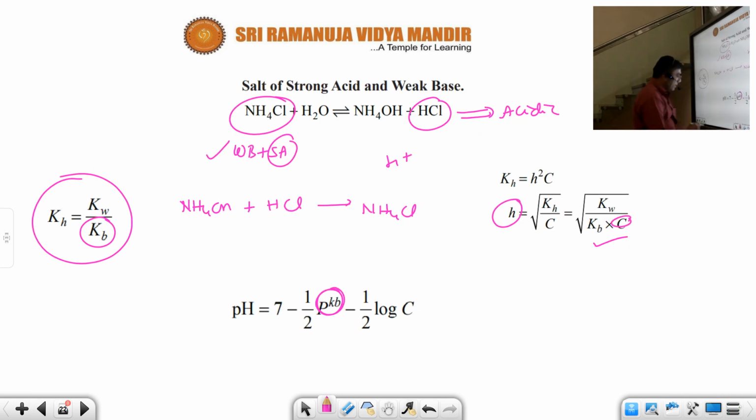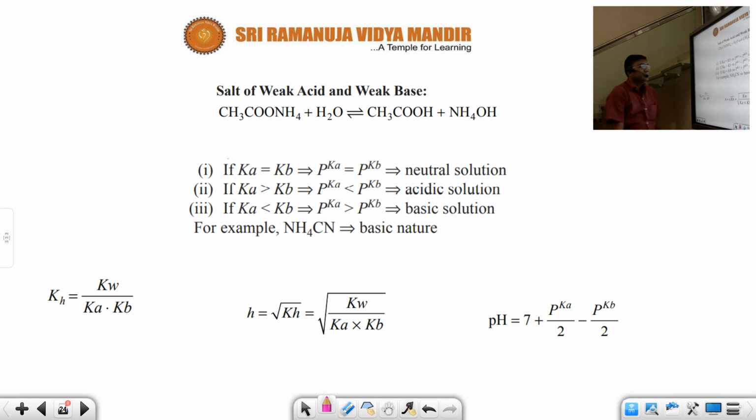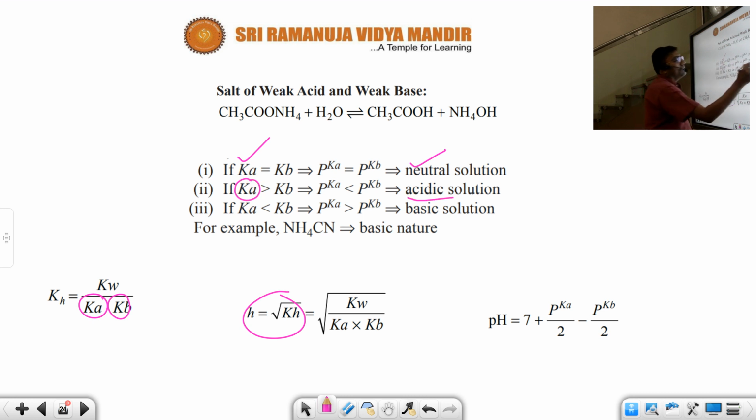You can see here concentration, but here the concentration term is missing. Both are weak here. So Ka and Kb, but depending on this, if Ka is equal to Kb, it is a neutral solution. If Ka is greater than Kb, acidic solution. If Ka is less than Kb, you get a basic solution.